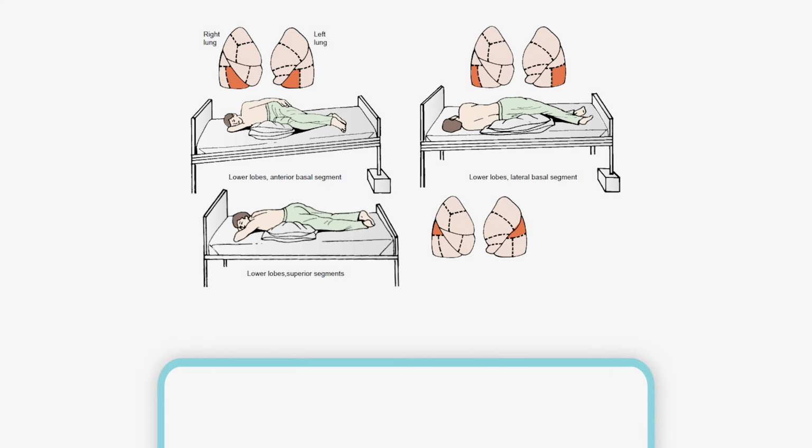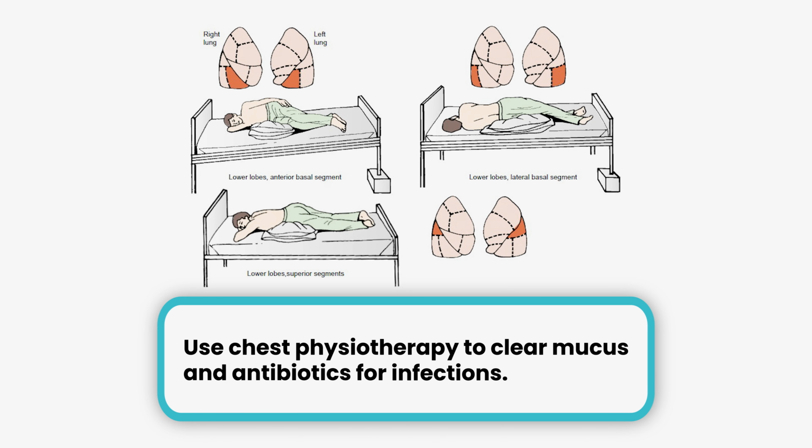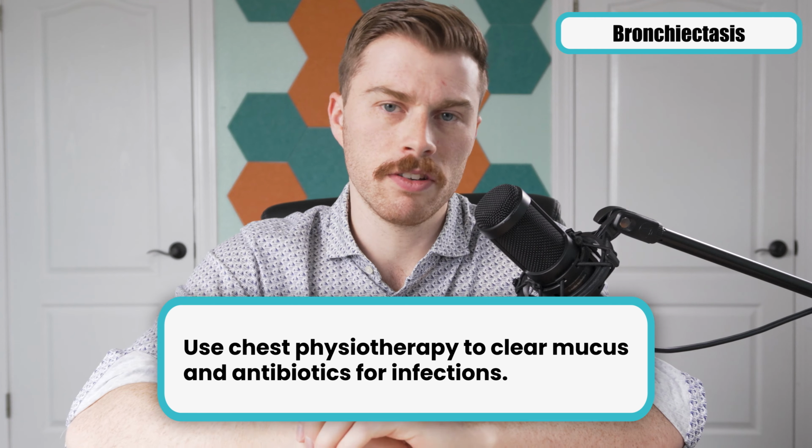Treatment involves hanging upside down from the rafters like Dracula for about 30 minutes multiple times per day. That's called chest physiotherapy, and it really makes you grateful to not have cystic fibrosis. Antibiotics are also necessary to manage the infections.